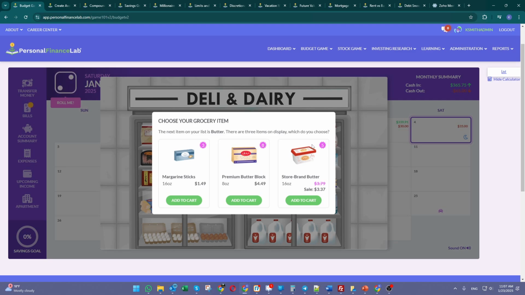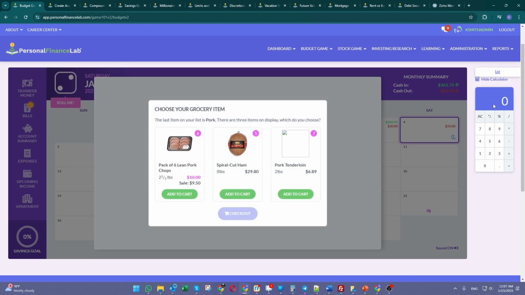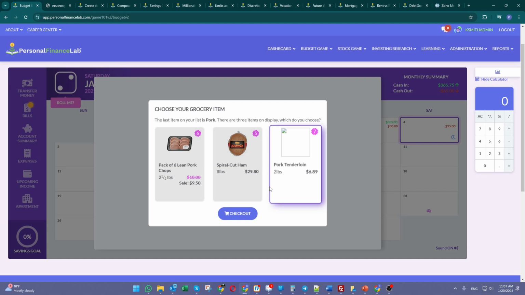Now, as a store brand butter, I'm going to take a gamble. I think this is best because of the sale price. And if students want to do the calculations, there is, of course, a calculator built into the budget game. This one is something I need to look into myself later. And I have some pork, some ham, and some tenderloin. The spiral cut ham is quite expensive, but it's giving me a lot of meat. Let's go with the tenderloin.